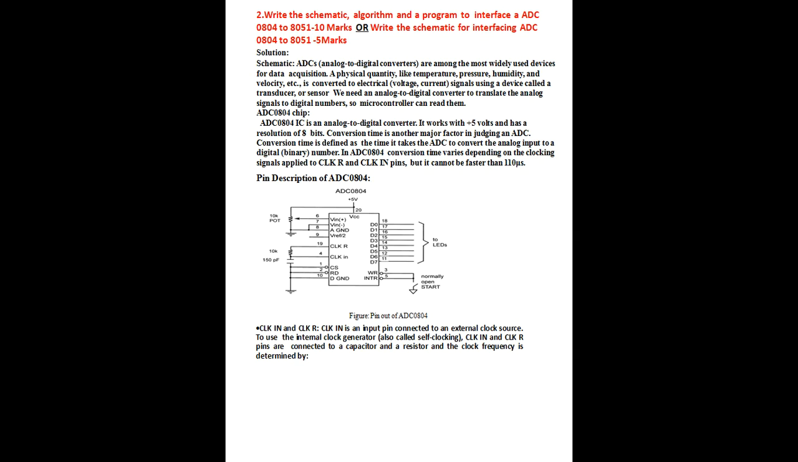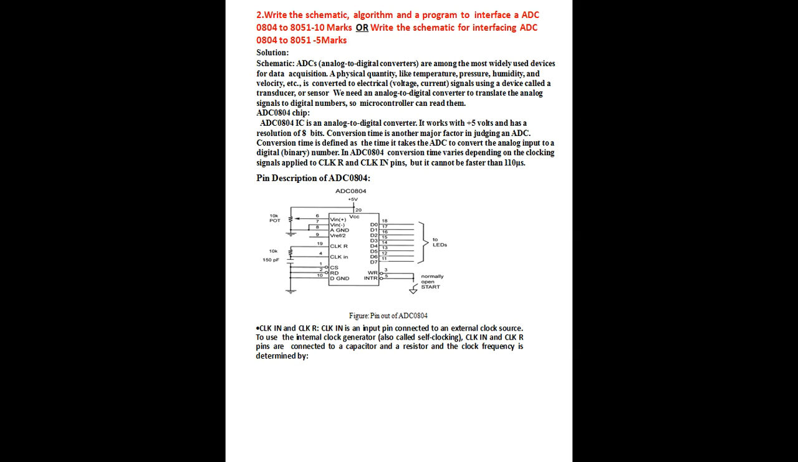ADC means analog to digital converters, which are among the most widely used devices for data acquisition. A physical quantity like temperature, pressure, humidity and velocity is converted into electrical signals like voltage and current signals using a device called a transducer or sensor. You need an analog to digital converter to translate the analog signals to digital numbers, so the microcontroller can read those digital numbers. That's why you need the ADCs.